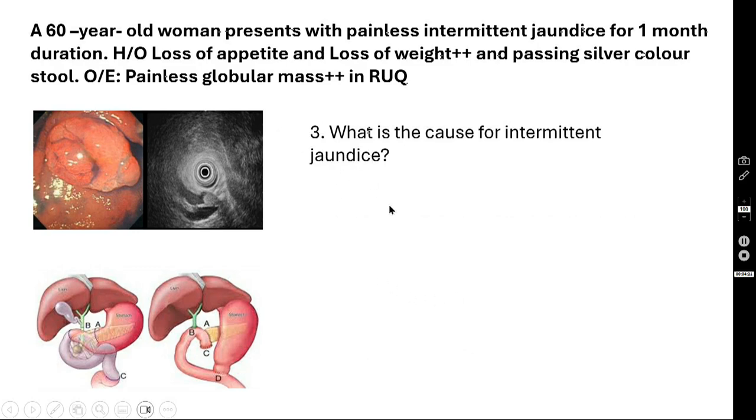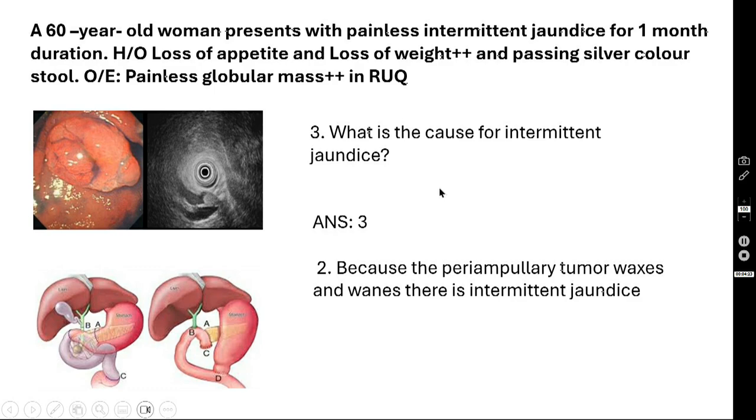Coming to question number 3. What is the cause for the intermittent jaundice? The correct answer is, because the peri-ampullary tumor waxes and wanes, there is intermittent jaundice. That means it will outgrow the blood supply. Here you are seeing the peri-ampullary growth. So this will get necrosed because it outgrows the blood supply. Blood supply is not enough, so it will get necrosed and part of the tumor will fall off from this area.